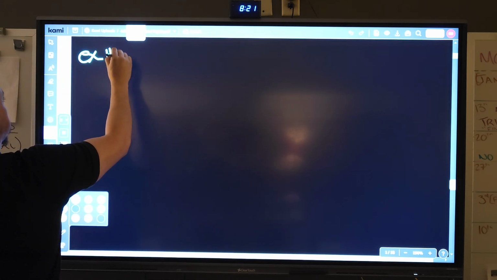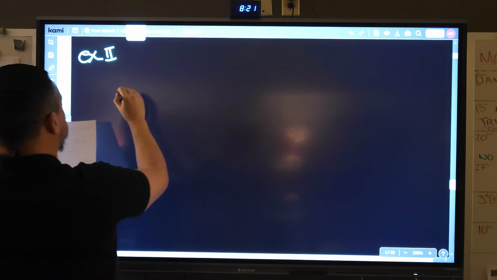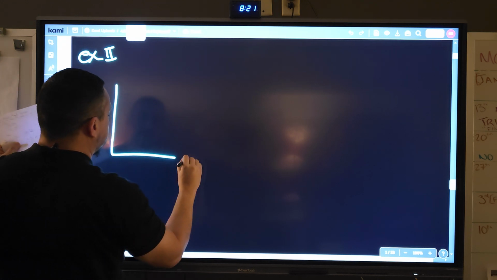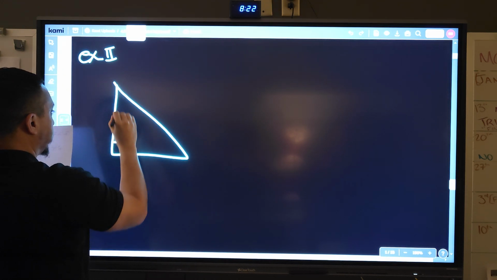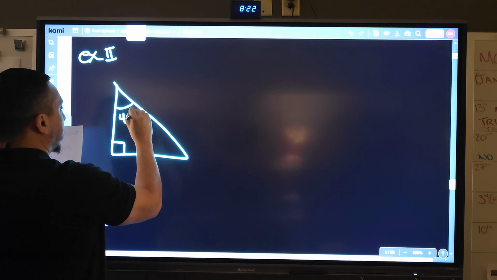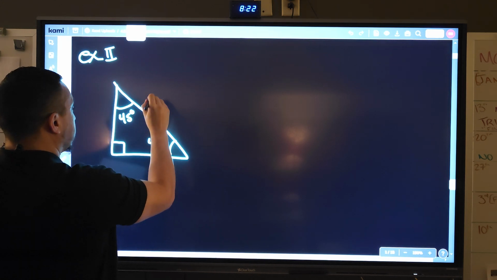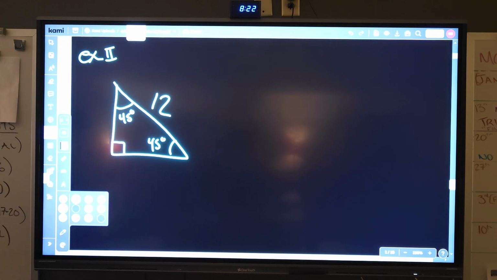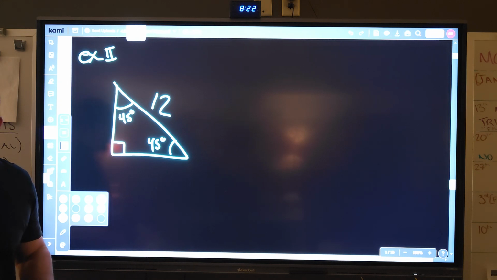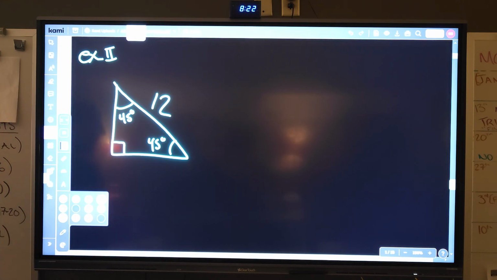Okay, Example 2. And this one looks like this. So again, all these have to be 45s. 45 degrees, 45 degrees, and then let's say the hypotenuse is 12. This one's a little more tricky, but here's how it works. If you want to go ahead and try it, pause the video and try it real quick just to see what you can come up with. But here's how I would break it down.